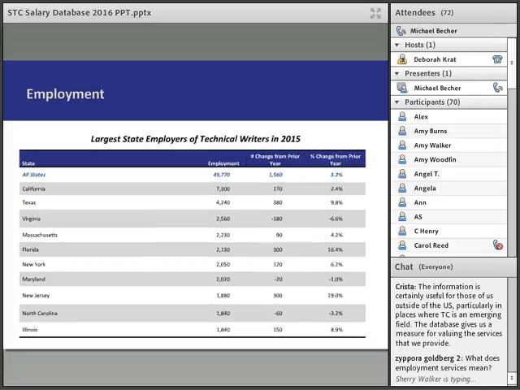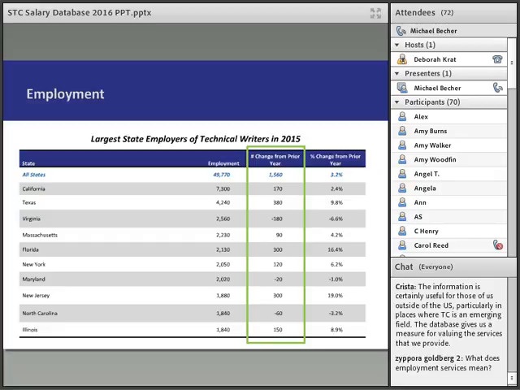So now looking at the state level, this is just the largest states of technical writers in 2015. Obviously, the larger the population of a state, the more likely that they're going to be higher on the employment count for technical writers. California at the top, Texas number 2, that all makes sense.